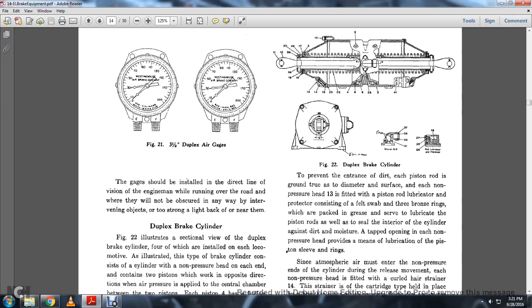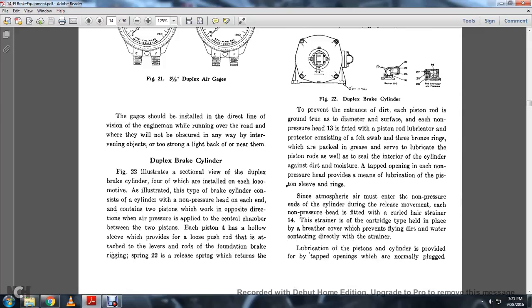3.5-inch duplex air gauges. The gauges shall be installed in a direct line of vision of the engineman while running over the road, and they are not to be obstructed in any way by intervening objects or too strong a light back of and near them.